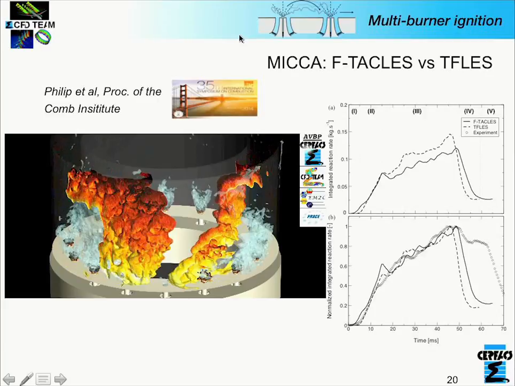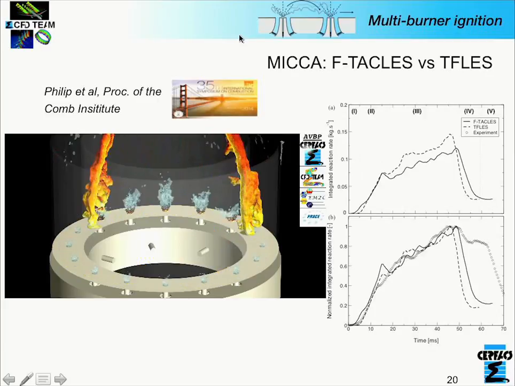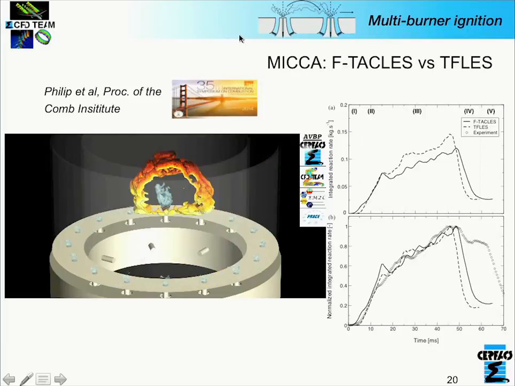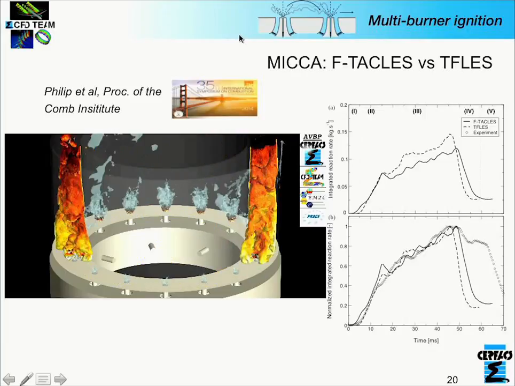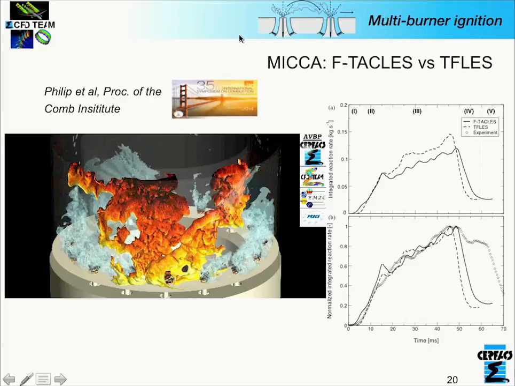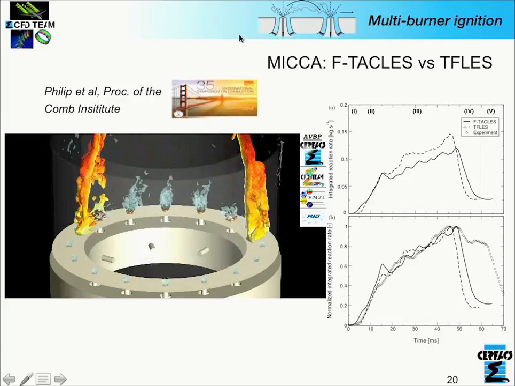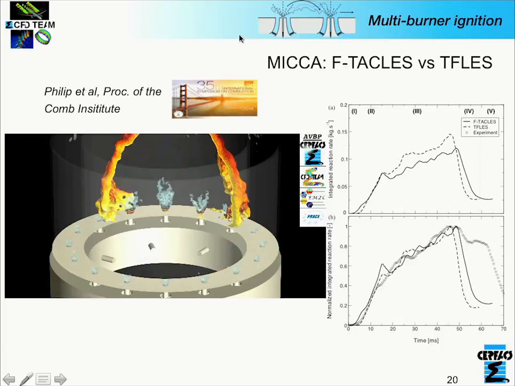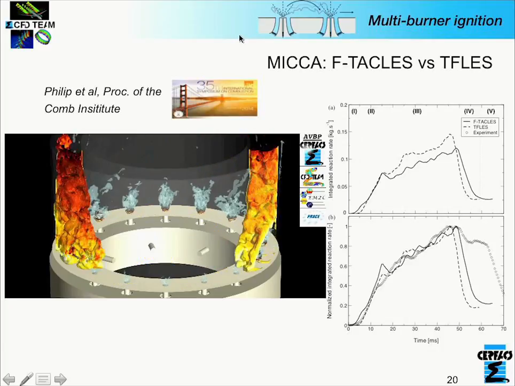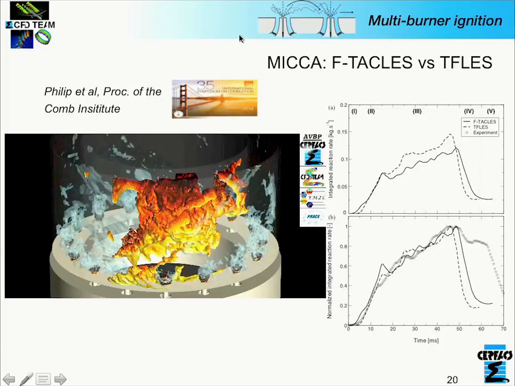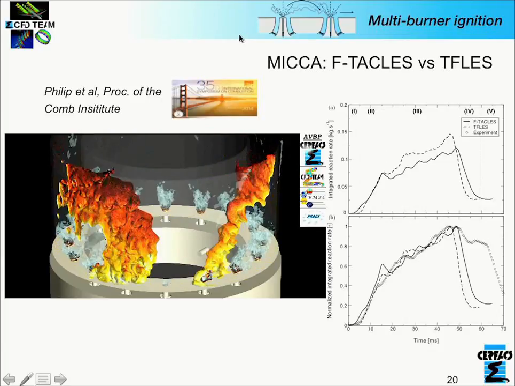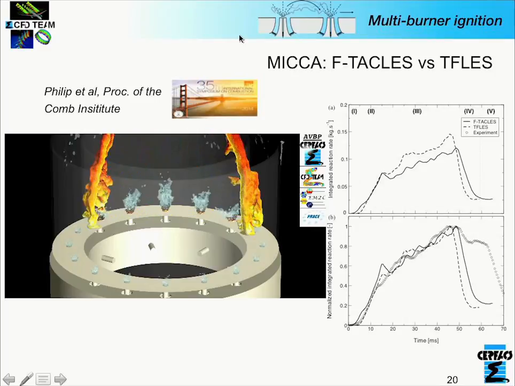This disagreement at the end is just due to the fact that in the experiment they ignited after some time, after having sent a mixture of propane, so they had some volume to burn outside the combustion chamber. This is something we did not have in the simulation, of course. So you should not look at this part, but you can see that both models give a correct answer.